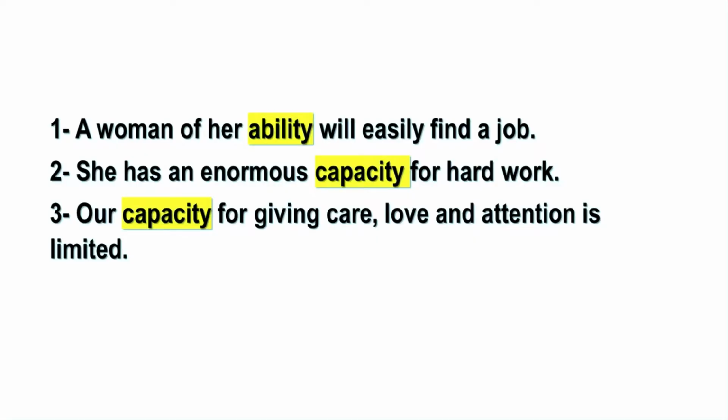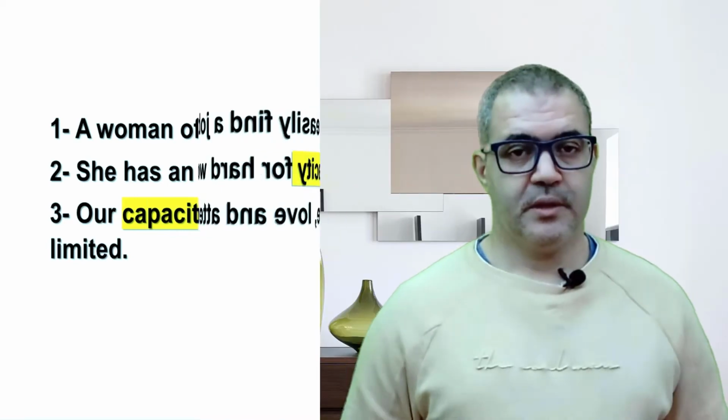Consider this example. 1. A woman of her ability will easily find a job. 2. She has an enormous capacity for hard work. 3. Our capacity for giving care, love and attention is limited. Thus, the ability to pay, to work, is not identical to the capacity for work and for payment.